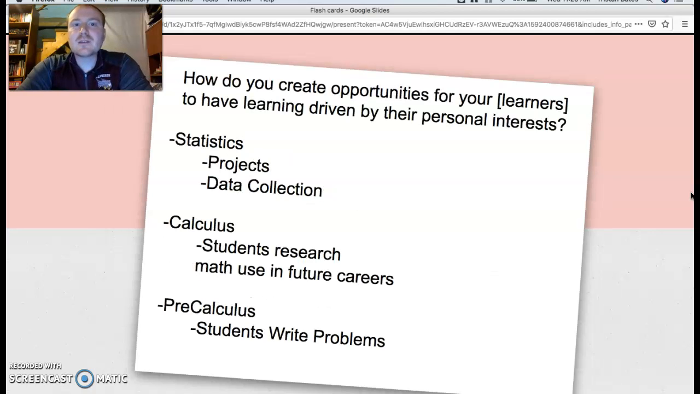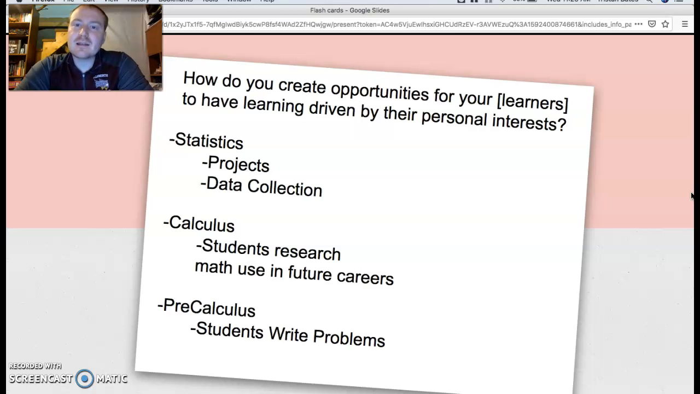So one of the questions we had to answer this week: how do you create opportunities for your learners to have learning driven by their personal interests? The three main courses I teach are statistics, calculus, and pre-calculus. And I'm really fortunate that each of these have built-in spaces where I can have the learning driven by the students' personal interests. Statistics, we do a lot of projects in that class. We start right out with having them collect data, and we collect data throughout the year at a bunch of different times, and we have them use it in different ways, depending on what we're looking at the time.